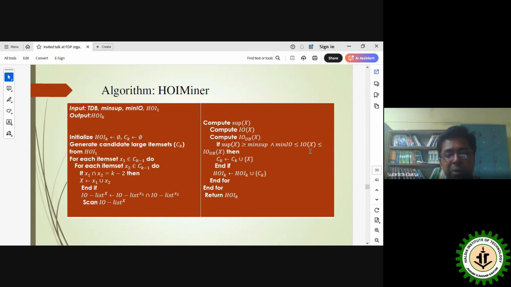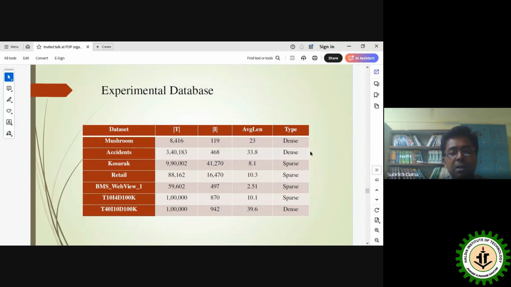If anybody wants, they can develop this algorithm with more accuracy or more efficiency. Currently, this algorithm is based on the Apriori algorithm. However, anybody can develop or implement this algorithm in an FP-tree based algorithm also. So some experiments we have performed on this. These are databases easily available in the SPMF repository, FIMI or the UCI machine learning repository. Different types of data sets are taken, so that they are of different types.